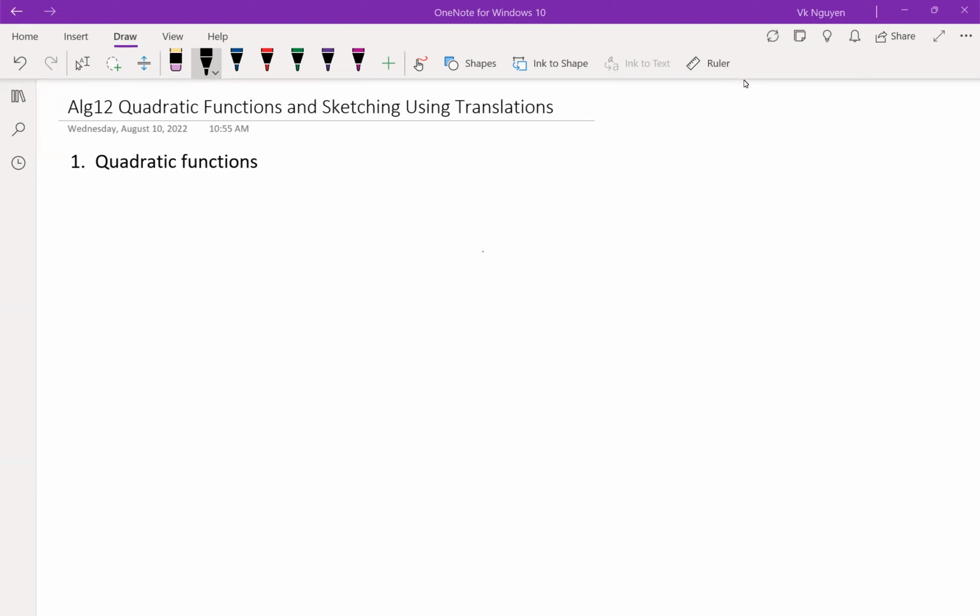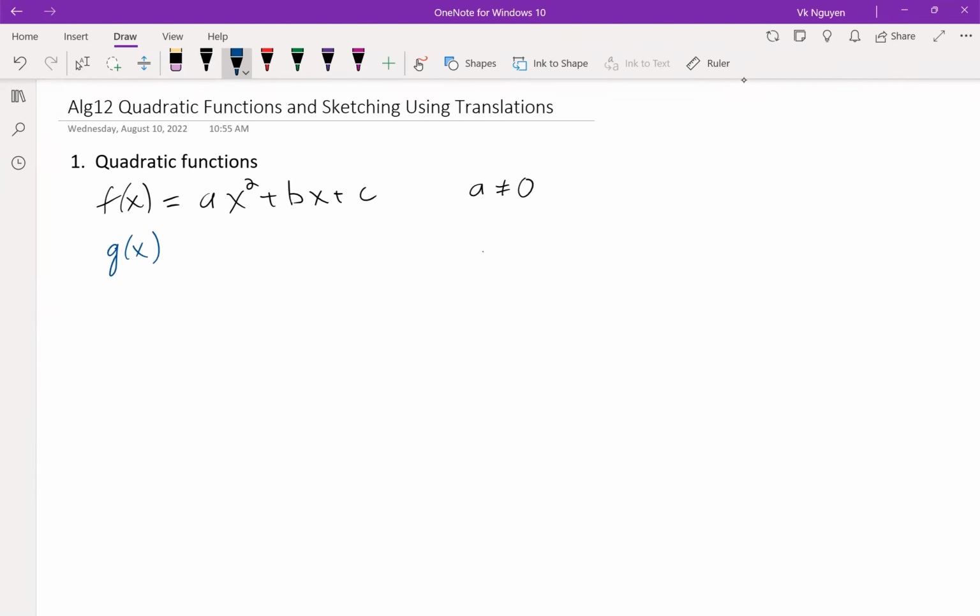Today we explore lesson 12 in algebra, quadratic functions and sketching using translations. Number one, quadratic functions. A quadratic function has the form f(x) = ax² + bx + c, where a is non-zero.